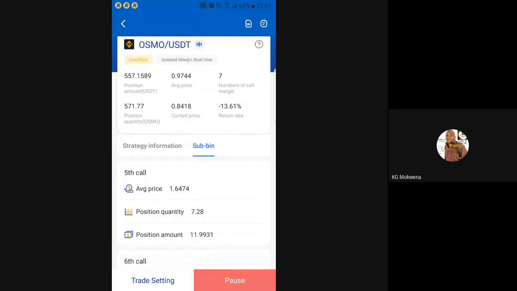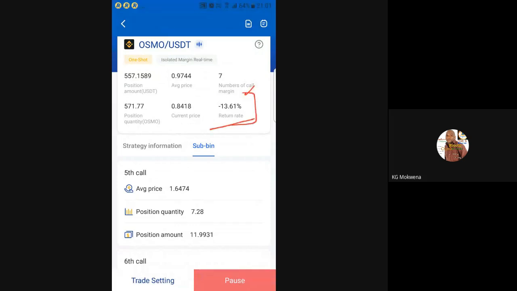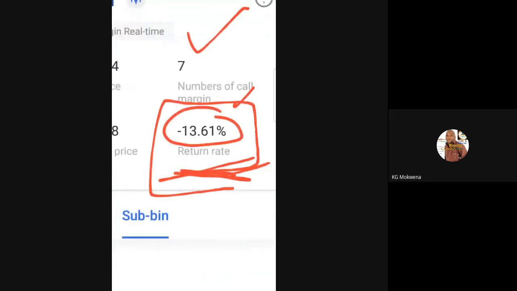So it means if there's a reduction in this minus 13.61, you know that your position is in profit. When minus 13 becomes maybe minus 12, minus 11, then you know that our position number 7 is floating in profit. If tomorrow you come here and you see minus 10%, you know that you have 3.61% in profit. That's what is happening.